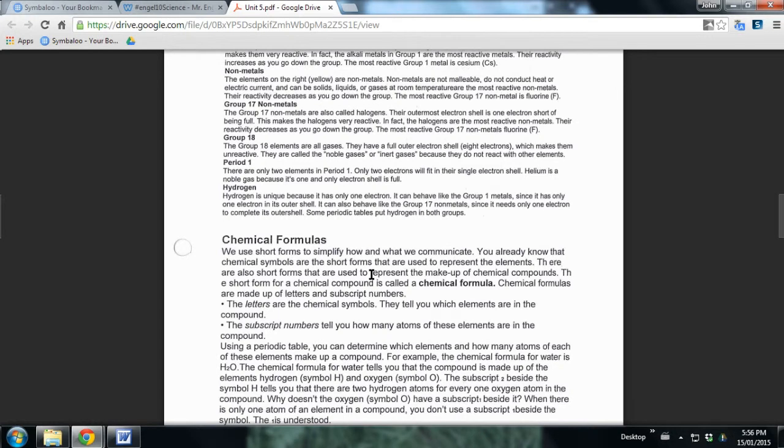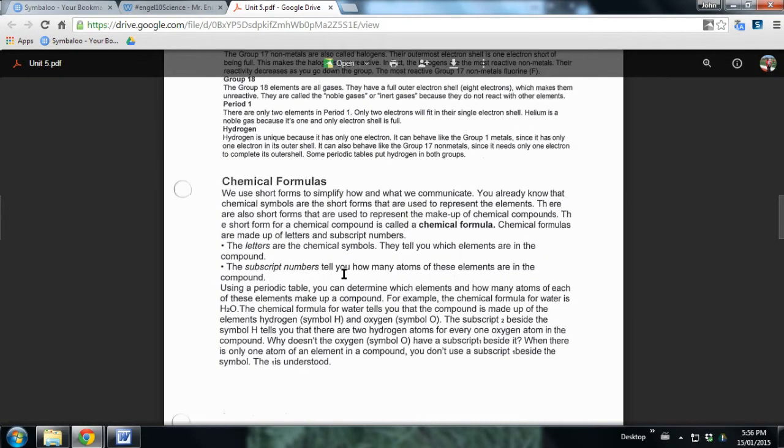So that's the first half of the unit. The second half of the unit is breaking down chemical formulas. As we said, each element is an atom.